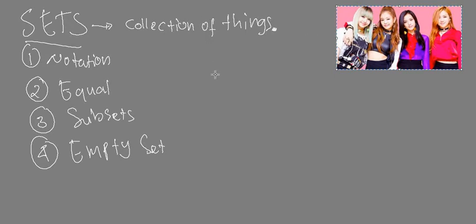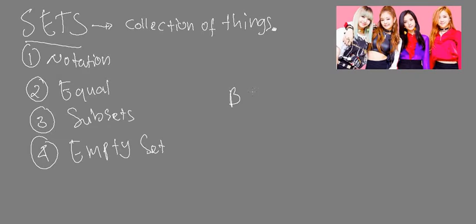Now, how do we write it in mathematical form? Because we are learning mathematics now, we can change them into a set of Blackpink. We have to name our set first. Because it's Blackpink, we start with B. How do we name a set? We always use a capital letter, so you cannot use a lowercase b. To name a set we always use a capital letter.